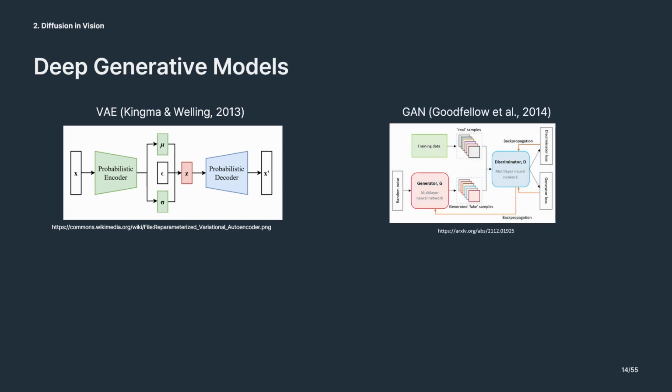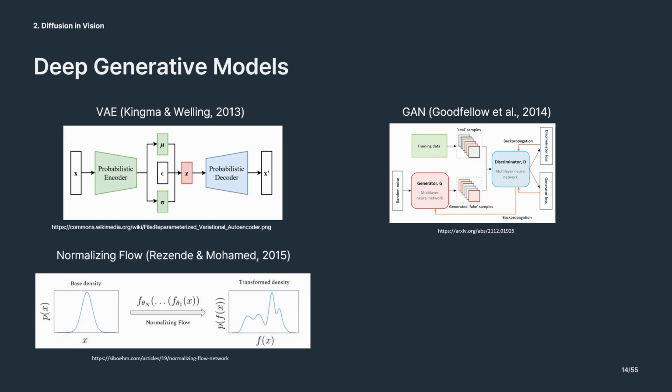Then, we have generative adversarial networks, or GANs. This is often described as a police and thief setup, where a generator tries to produce realistic samples while a discriminator tries to detect if the output is fake. Through this competition, both networks improve until the generator outputs data that's nearly indistinguishable from real samples.